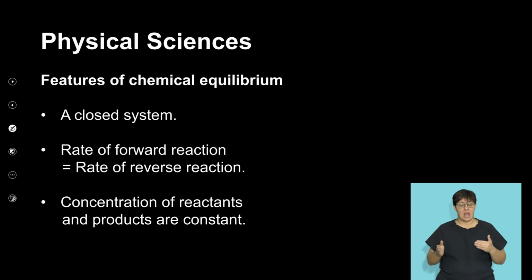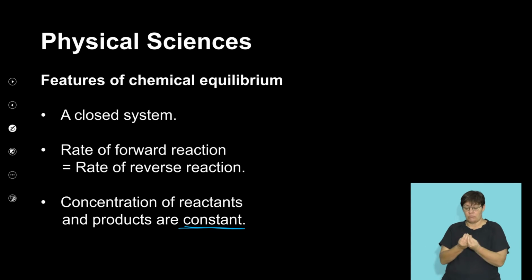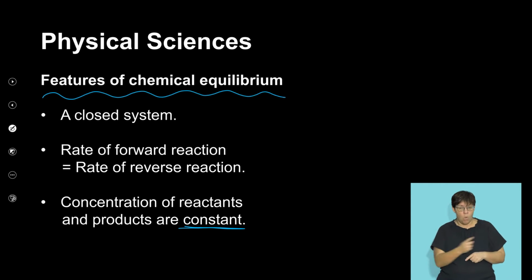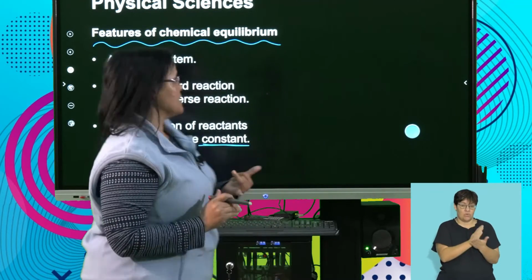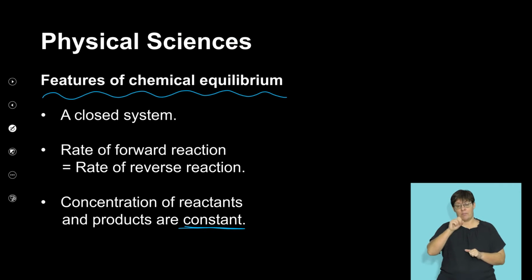A closed system, we know that the rate of the forward reaction is equal to the rate of the reverse reaction. Concentrations of reactants and products remain constant; these are all features of a chemical equilibrium. So if there's no closed system, there will not be a rate of a forward reaction that can become equal to the reverse reaction. So please make sure that you realize that chemical equilibrium can only happen in a closed system where the two reactions are at the same rate and the concentrations remain constant.